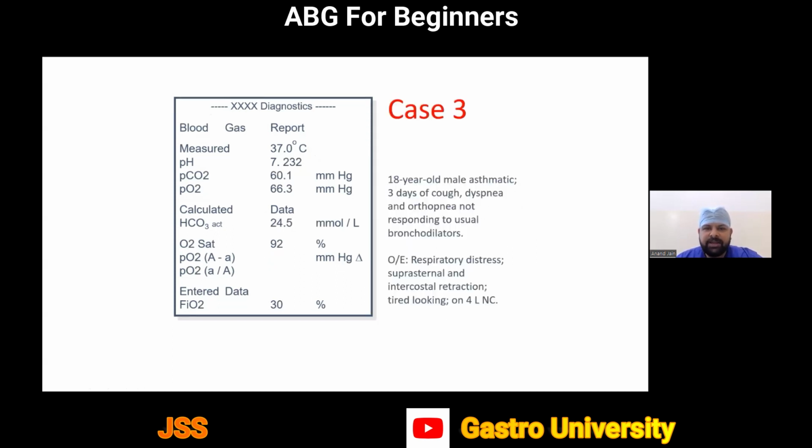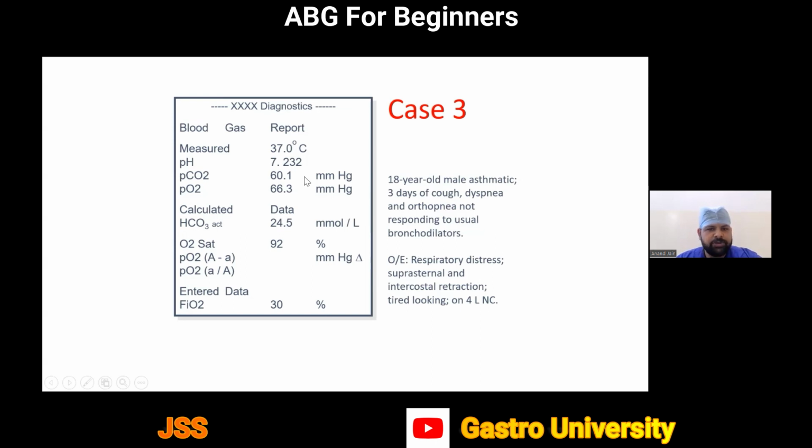Now comes case 3. In case 3, we have a patient. He is an 18-year-old male. He is asthmatic with 3 days of cough, dyspnea, orthopnea, not responding to usual bronchodilators. On examination, the patient has respiratory distress, and suprasternal and intercostal retraction is present. He is appearing tired and is on 4 liters of oxygen through nasal cannula.